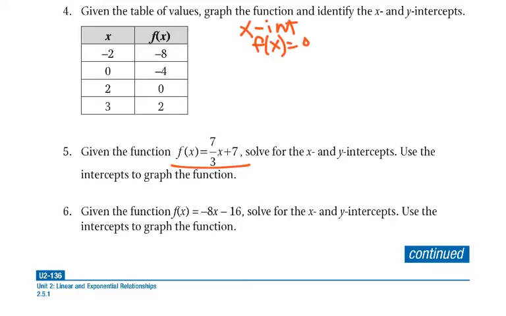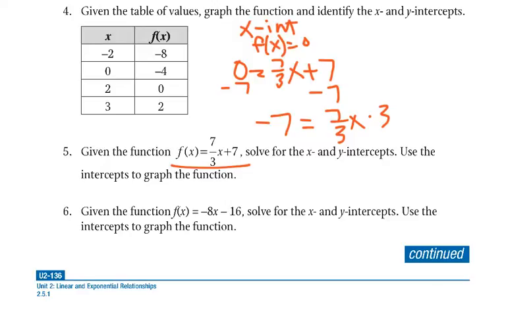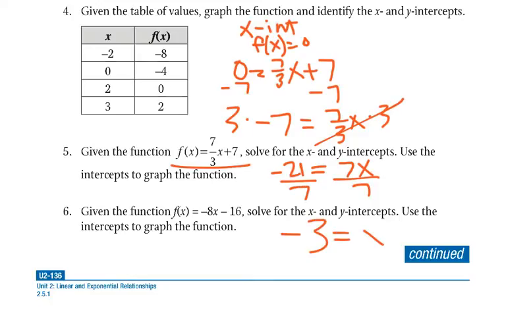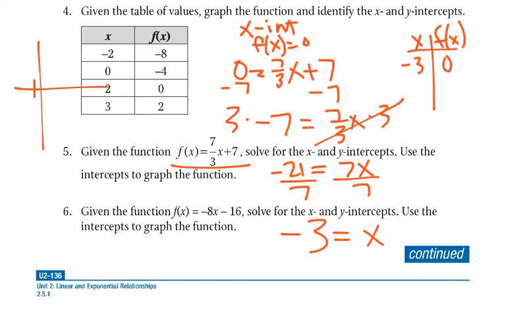So instead of f of x, I would go 0 equals 7/3 x plus 7, and then I would solve for x. So I'd subtract 7, get negative 7 equals 7/3 x, times by 3, because we've got 7 divided by 3, so times by 3 gets rid of the 3 on the bottom. And then I've got 7 times x, so I divide by 7. So I end up with negative 3 equals x. So if I were to make a table, that x would be negative 3, where f of x, or y, equals 0. Okay? On a graph, I go back to negative 3.